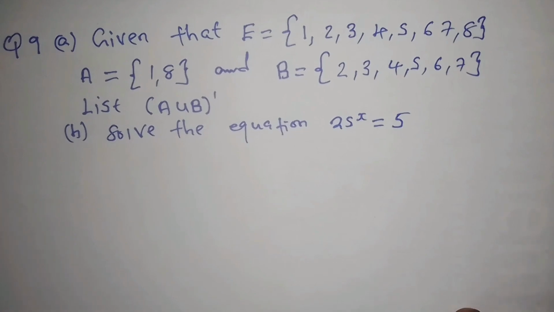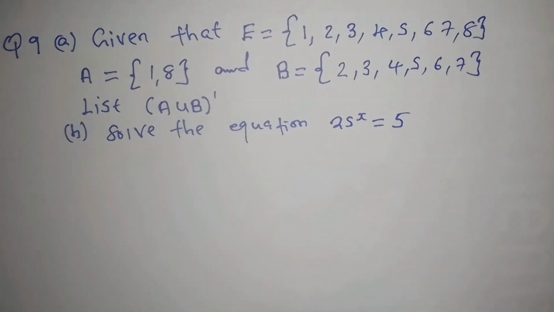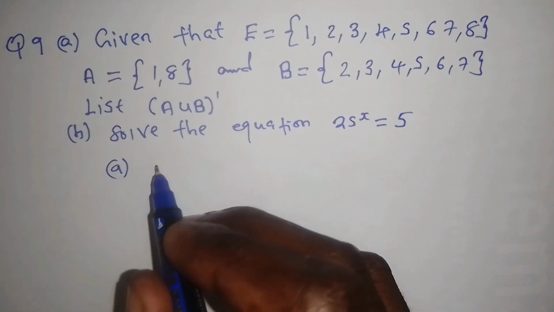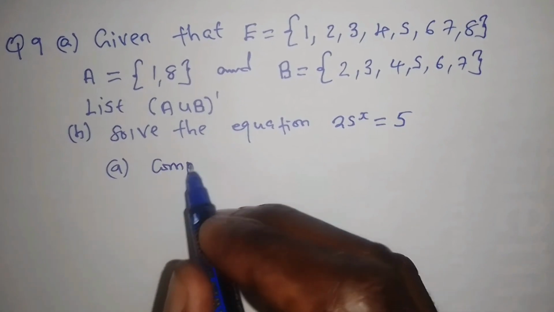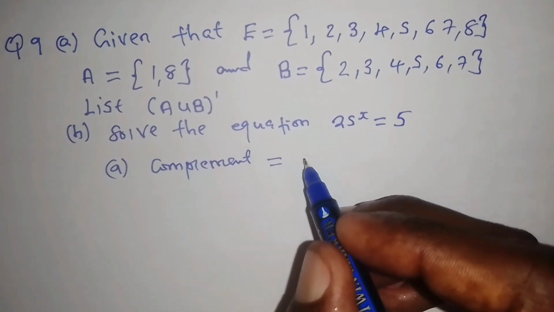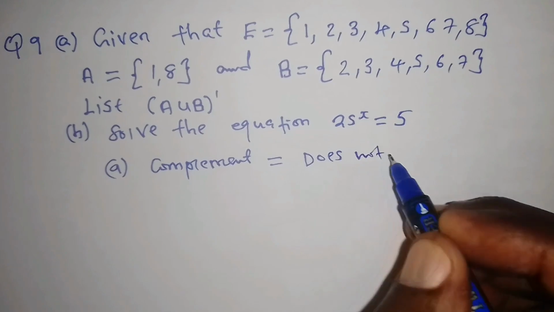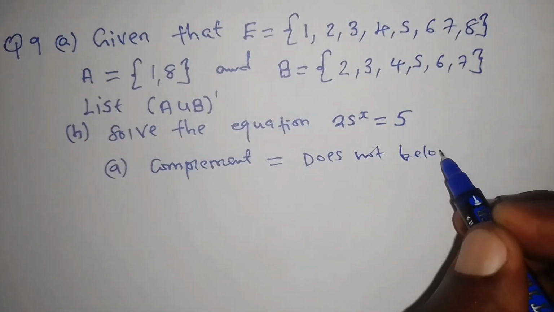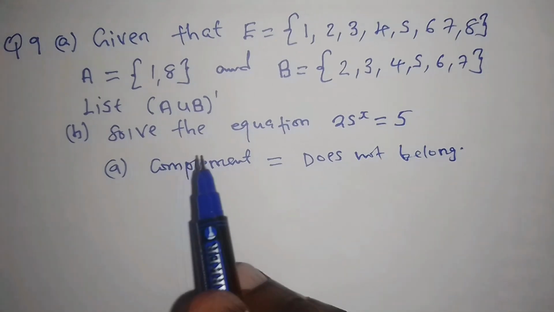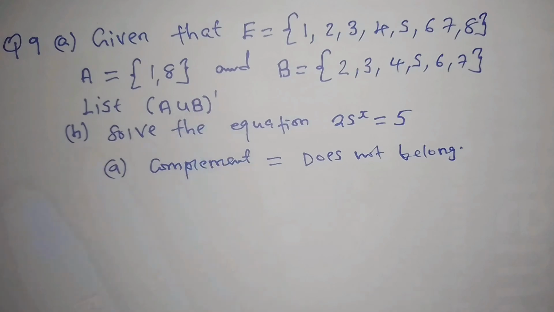So the best way to approach this question is to understand what the complement means. When you are looking at complement, we are just looking at what does not belong to. So we are looking for something which does not belong to A union B.